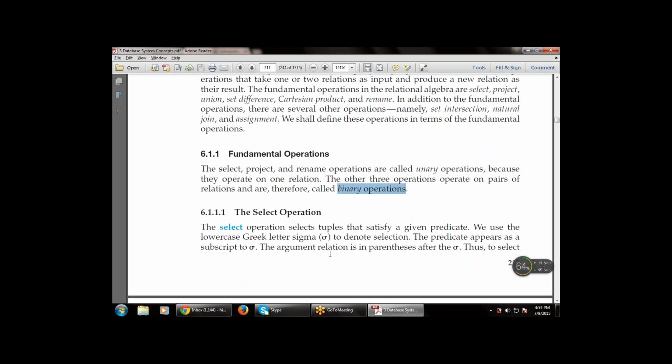Select means selecting the tuples, that is, selecting the rows that satisfy a given predicate. If the condition or criteria is satisfied, it gives the specified rows. So whenever I want to select rows from a large number of rows, that is done by the select operation, which is represented by the sigma sign. The predicate appears as a subscript to the sigma. The argument relation is in parentheses after the sigma.